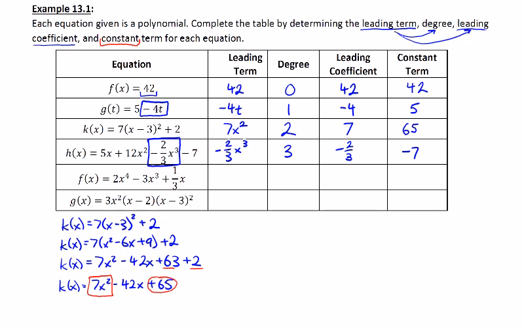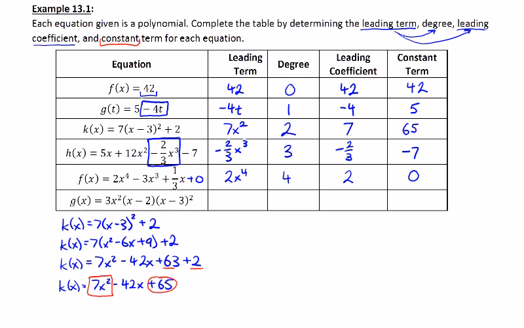F of x is equal to 2x to the 4 minus 3x cubed plus 1/3 x. The leading term is 2x to the 4. Degree would be 4. Lead coefficient is 2. And the constant doesn't seem to be showing. So the implication is that the constant must be plus 0. So we'll just write down 0 as the representative for the constant.